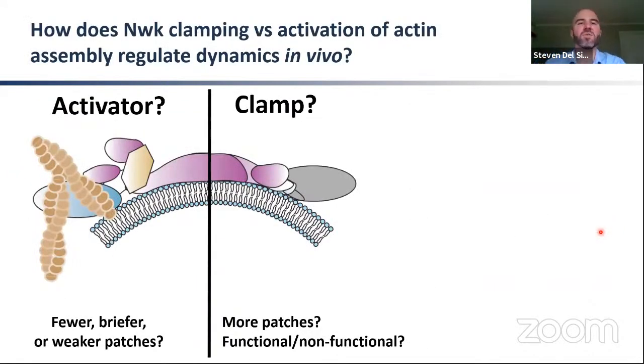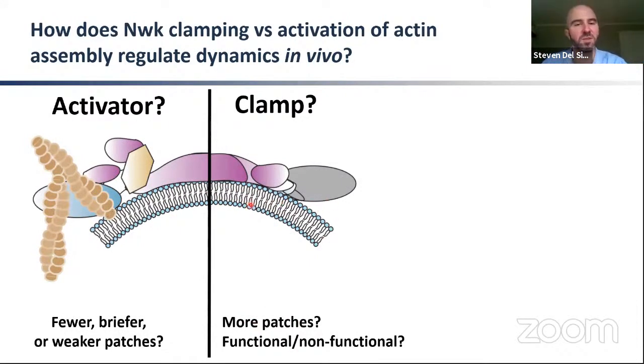And so then the question is, how does this clamping, where Nervous Wreck is a really poor activator of WASp on its own, versus the collective activity, play out in vivo? How does it actually control these dynamics? You can imagine a couple different outcomes. If the majority of Nervous Wreck at the synapse is acting as an activator, then we might expect to see either fewer, briefer, or sort of wimpier actin patches. Whereas if the majority of this pre-deployed Nervous Wreck is acting as a clamp on actin assembly, then we might expect to see actually more actin assembly.